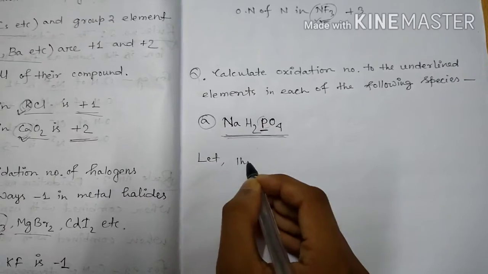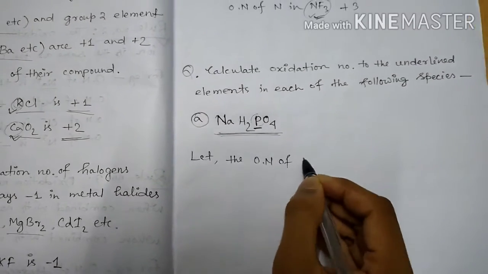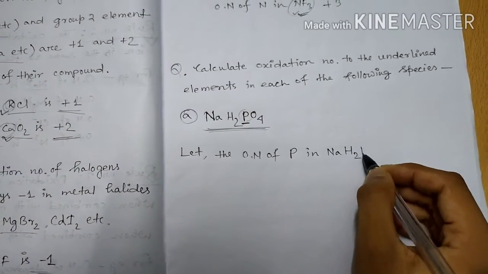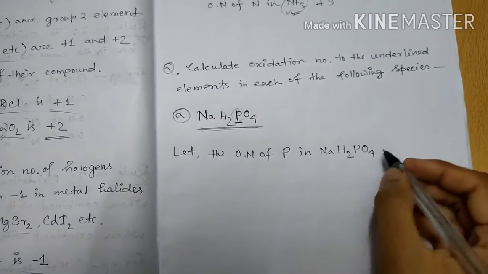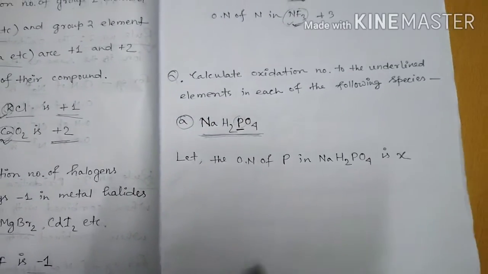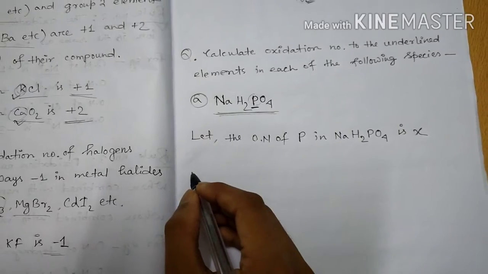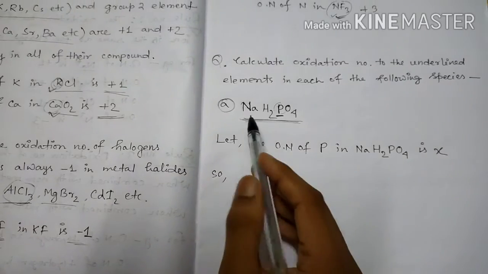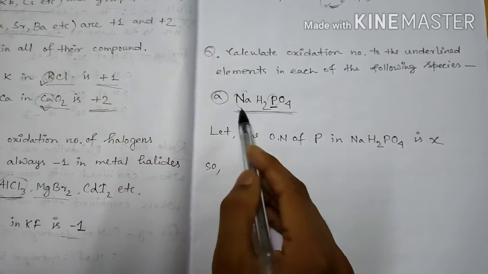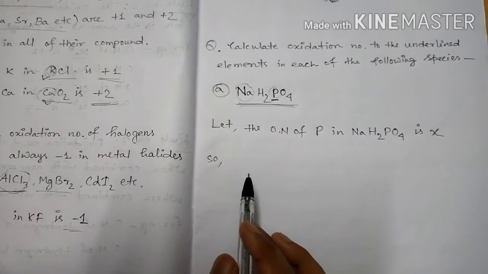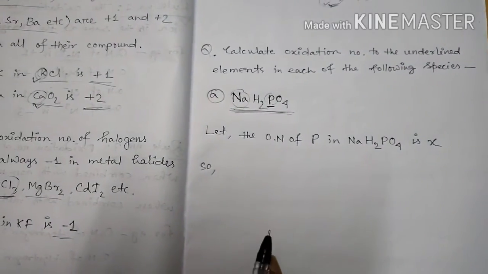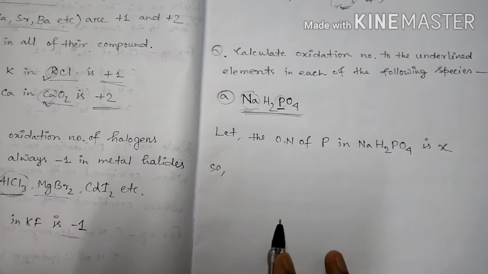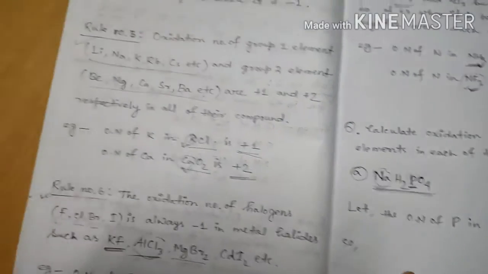So first, let the oxidation number of phosphorus in this species be X. Now you see, the oxidation number of sodium is +1 according to rule number 5.